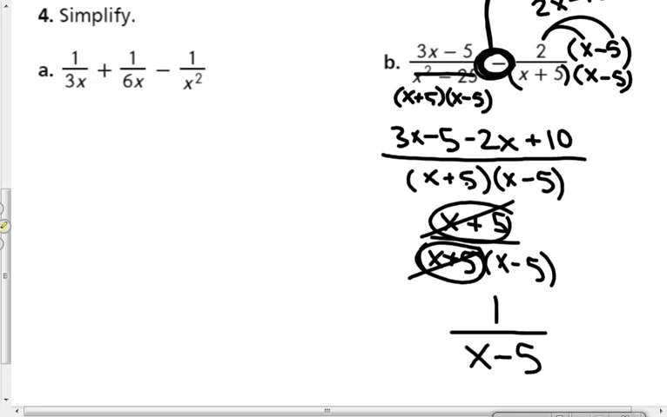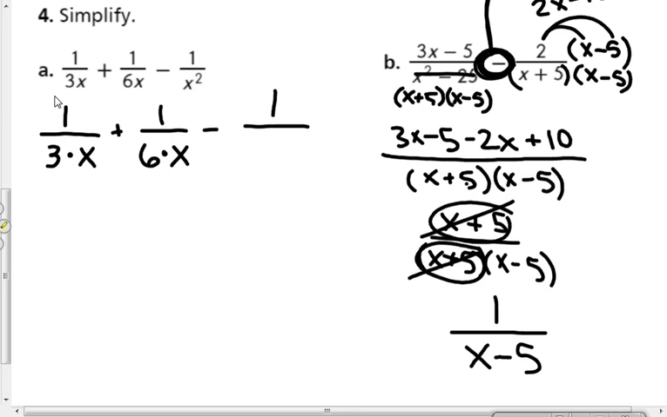Here we go. We're going to basically break these denominators down into 3 times x. Isn't that what 3x means? 3 times x? Yes? Okay. Plus 1 over 6 times x minus 1 over, what if I factored x squared into 2 factors? What would it be? What times what? X times x.